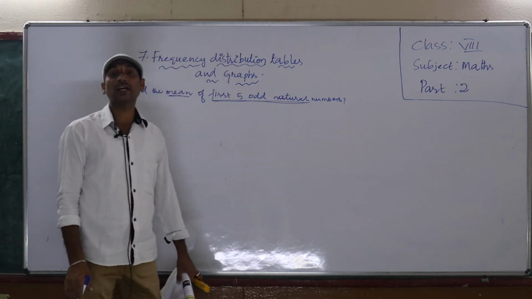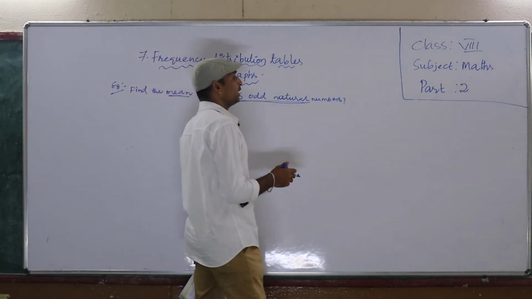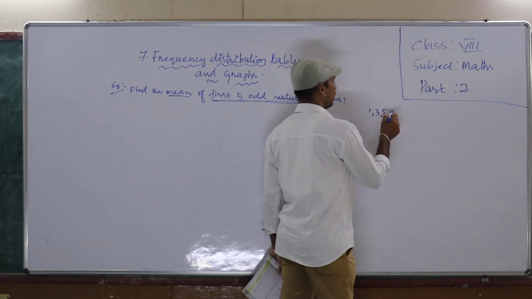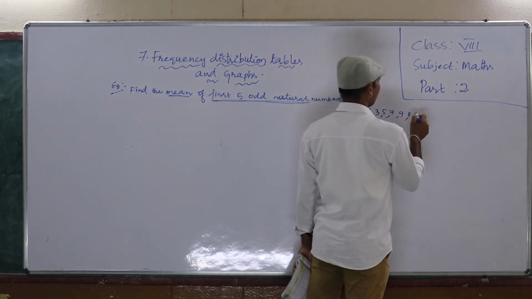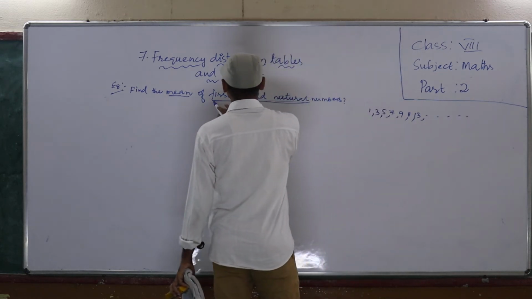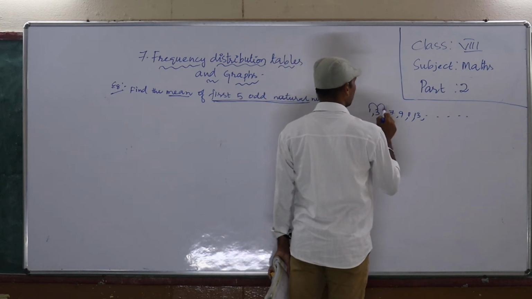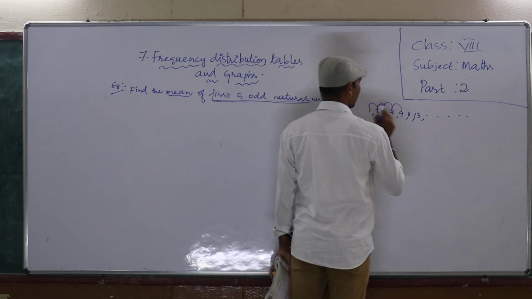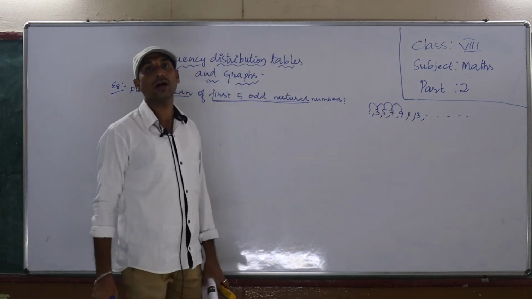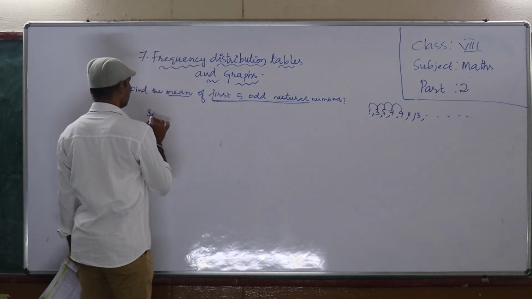What are the first 5 odd natural numbers? Say first, what are odd numbers? 1, 3, 5, 7, 9, 11, 13, and so on. But what are they asking? First 5 they are asking. Means 1, 3, 5, 7, 9. 1, 2, 3, 4, 5. So up to 9 we have to take. Okay, children?